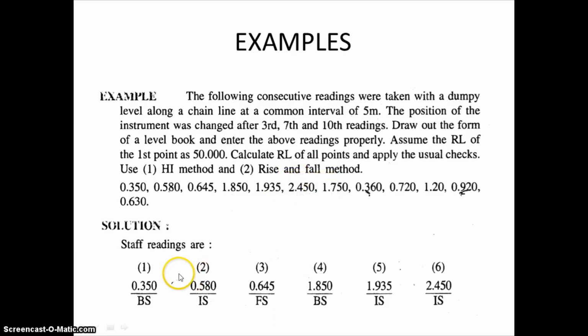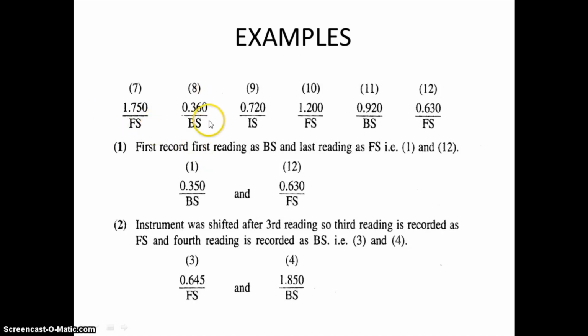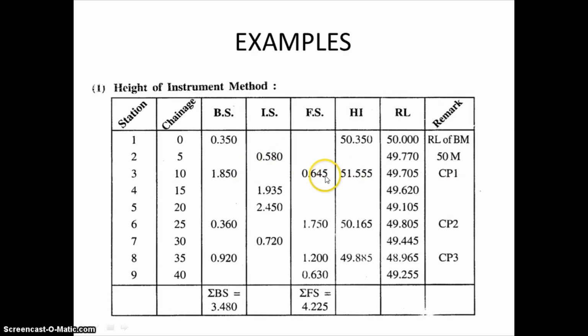I'm just showing you: first reading, backside; second reading, IS; third reading, foresight; fourth reading, again backside; fifth reading, IS; sixth reading, IS; seventh reading, foresight; eighth reading, backside; ninth reading, IS; 10th reading, foresight; 11th reading, backside; 12th reading, foresight. So already I have done this, and you just have to enter the values. This is my third reading. Then immediately the fourth reading will be my backside, fifth and sixth readings in IS. Then the seventh reading again foresight, eighth backside, ninth IS, 10th foresight, 11th backside, and 12th foresight. This is the last reading, so foresight.